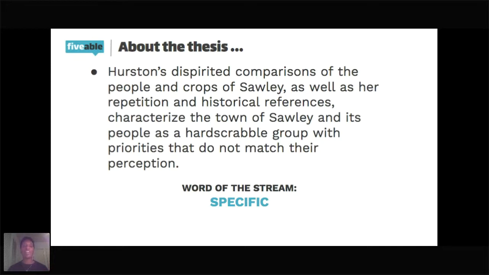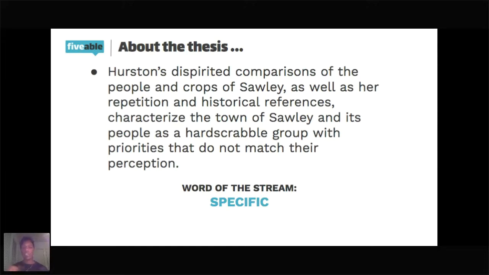So I say Hurston's dispirited comparisons, see, I didn't say metaphor, of the people and crops of Sully, as well as her repetition in historical references, characterize the town of Sully and its people as a hard-scrabbled group with priorities that do not match their perception. So it's a kind of long sentence. But one of the reasons why it's long is because we had to talk about two different things. So that's going to add to the analysis that we need to establish.